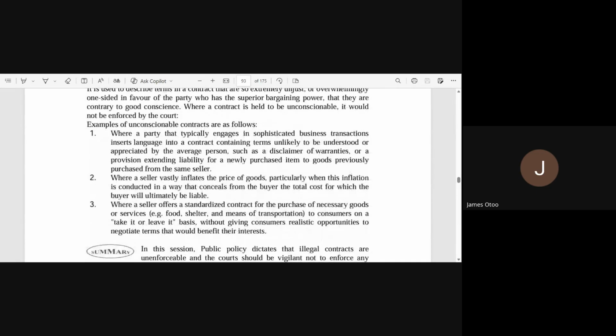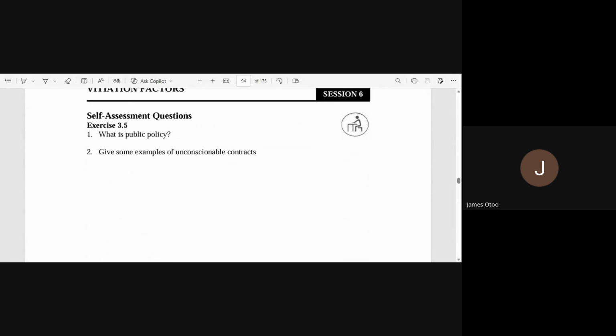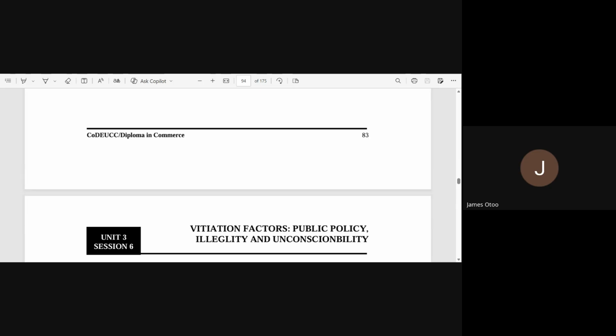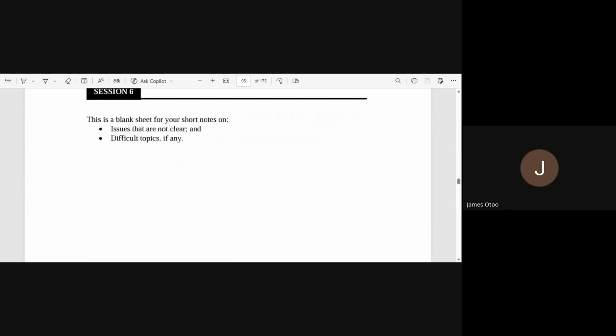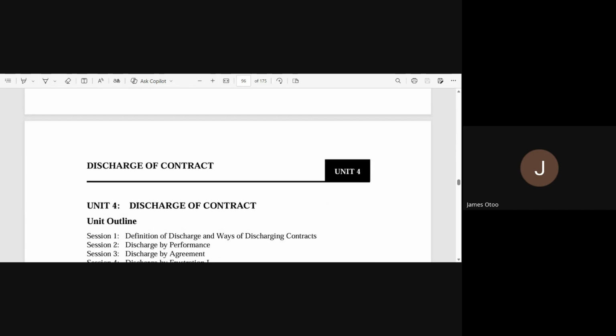So basically, these are the various vitiating factors that we were trying to discuss this afternoon. Any question?